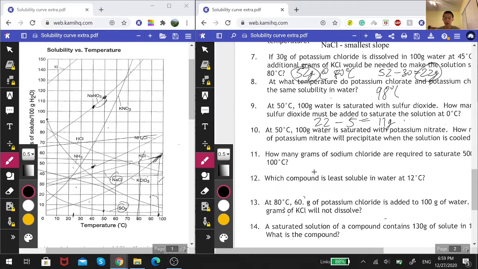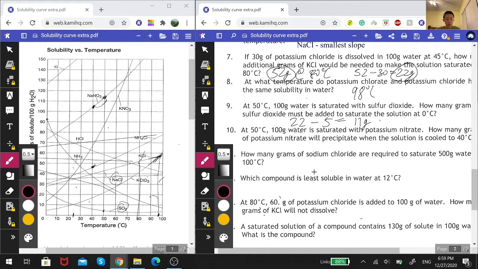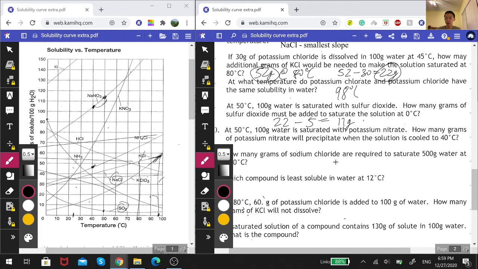And that is the grams of sulfur dioxide that must be added to saturate the solution at 0 degrees. Next, number 10. We're going to skip this one because it is just like the one we just did. And number 11 as well.